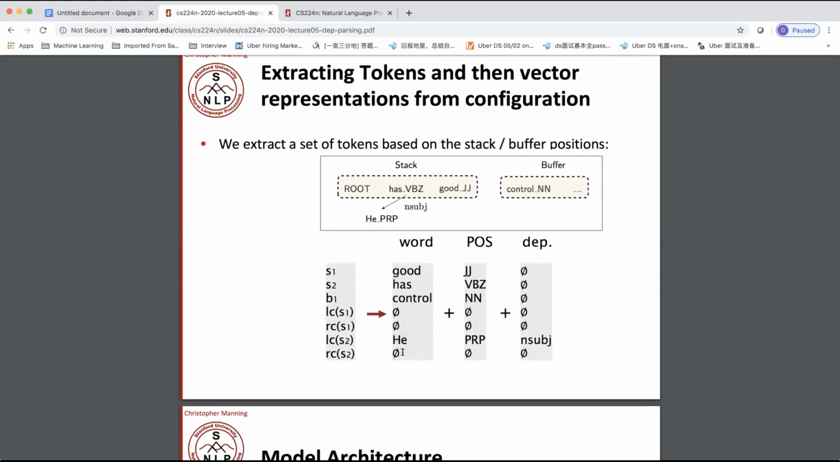Okay, so the next part is the right arc of the second word. Again, if you go to the right, it has "good" here, but "has" and "good" don't have any relationship over there. So it's actually empty. Okay, so basically that's how everything is organized.